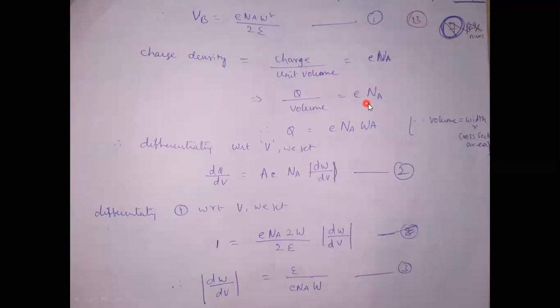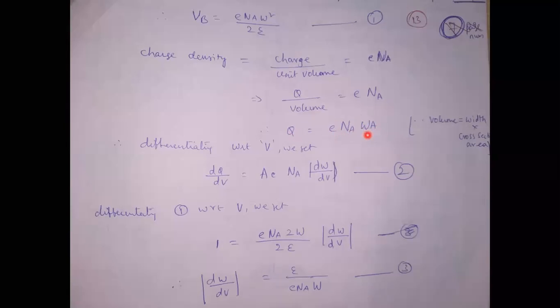Charge density equals charge per volume, which is E into NA. E here means charge and NA means the number of acceptor ions doping. So the amount of charge is E into NA. So Q equals ENA into volume. If the diode has width W and cross-sectional area A, then the volume becomes W into area. So I am getting Q here.